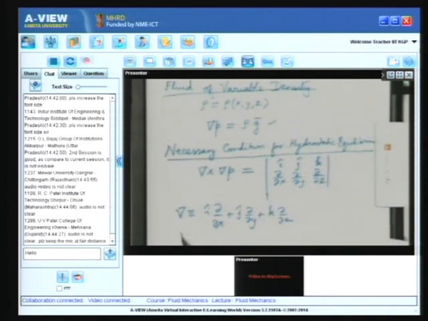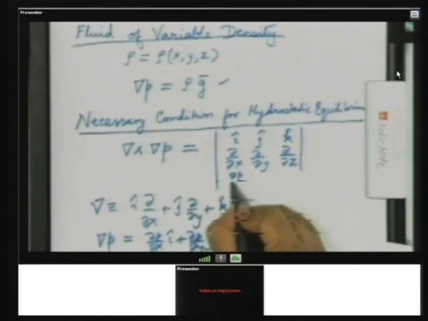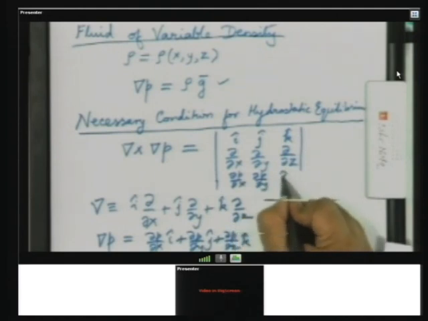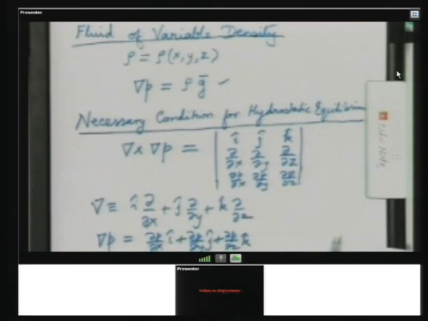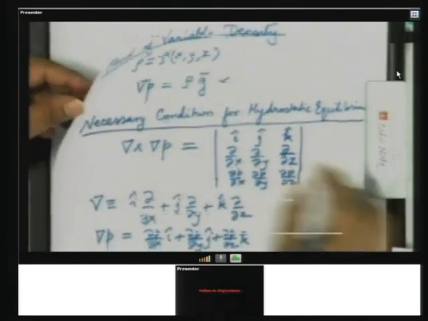Now, grad p is a vector: del p/del x i plus del p/del y j plus del p/del z k. So, in the third row we are going to have del p/del x, del p/del y and del p/del z. Now, if you expand this, let us do it carefully.